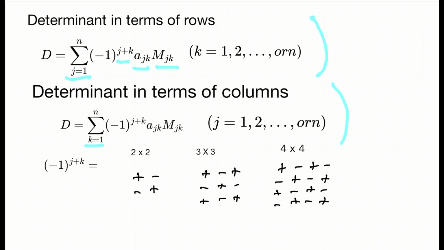Now this minus 1 to the j plus k, if you think about that just for a minute, j is going to be 1, 2, 3, and k is 1, 2, 3, and it's either going to be even or odd.